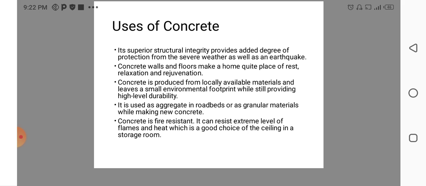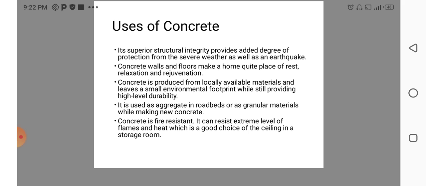Concrete is produced from locally available materials. Which are the locally available materials? Cement, sand, aggregate and water. It is used as an aggregate in roadbeds. We all know that after demolition of any structure, this concrete can be recycled and used for roadbeds.